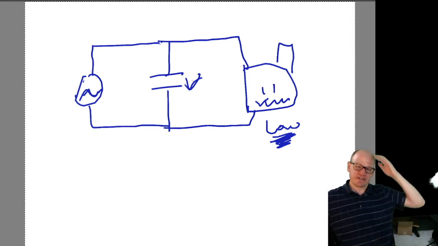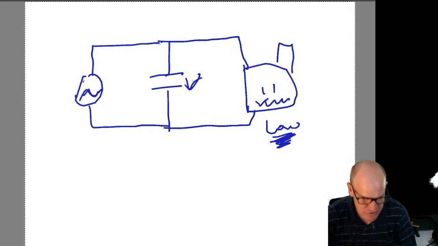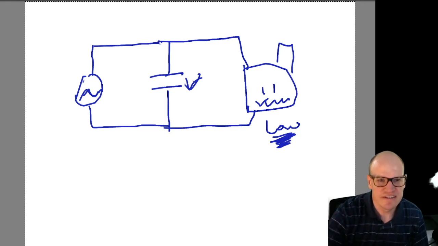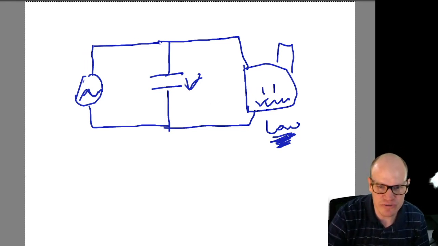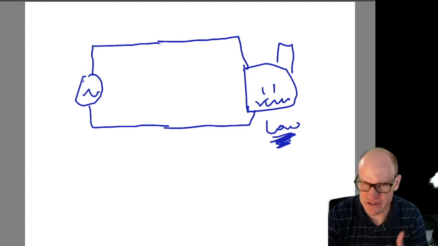Let's see, did I do this right? No. So if you want low frequencies to pass on in this direction, then what you have to do is put in, I think I did this backwards. All right, so we're going to work through this together. It's going to be amazing.